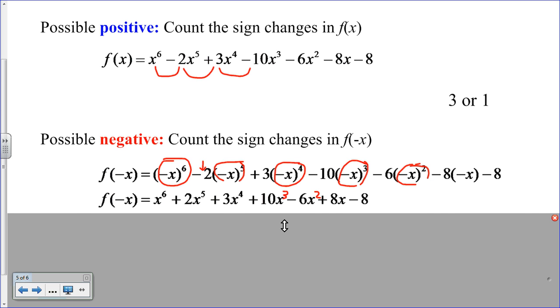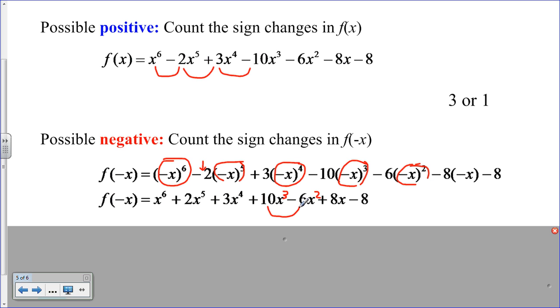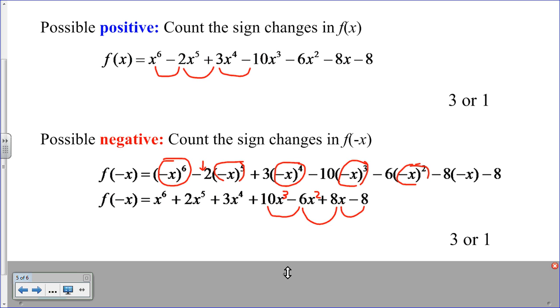So in my simplified function here, now I'm going to count the sign changes. Positive, stays positive, stays positive, stays positive. It doesn't change signs until here, a positive becoming a negative. Then negative becomes positive, positive becomes negative. So again, there are 3 sign changes, so the maximum number of negatives we could have is 3 negative zeros. And it could also be 1, because we're going to decrease that number by 2 as well. So it could be 3 or 1.